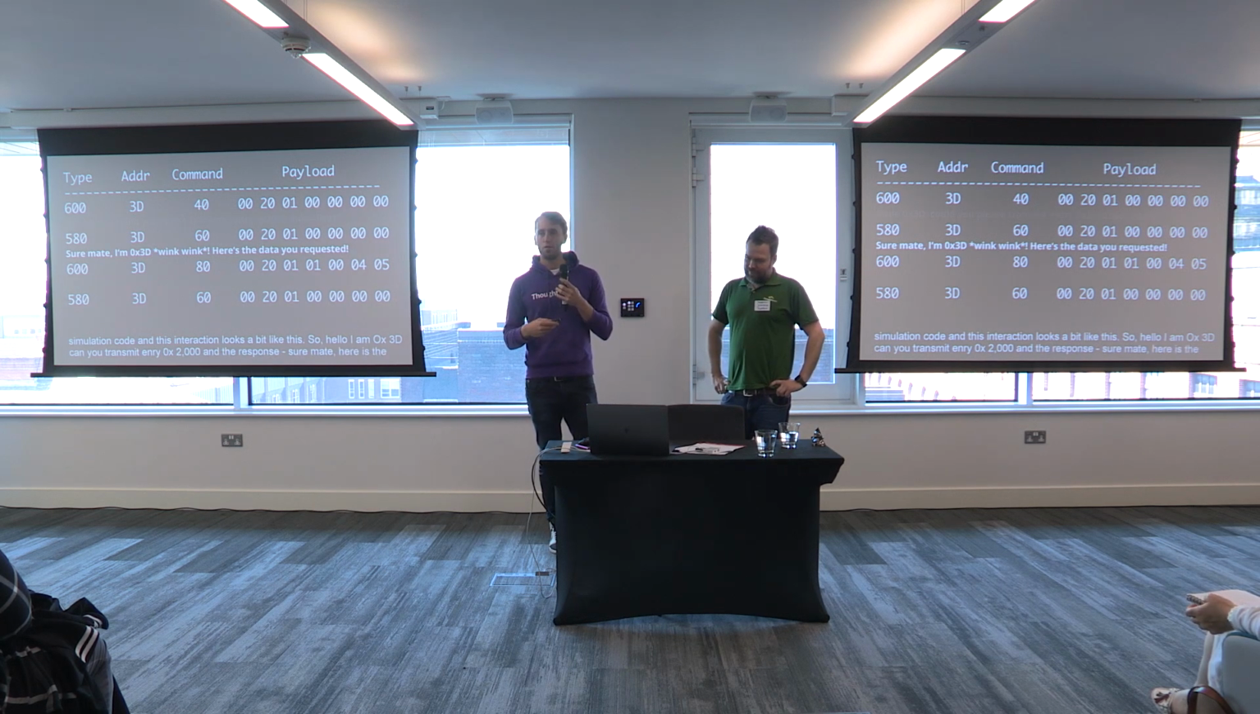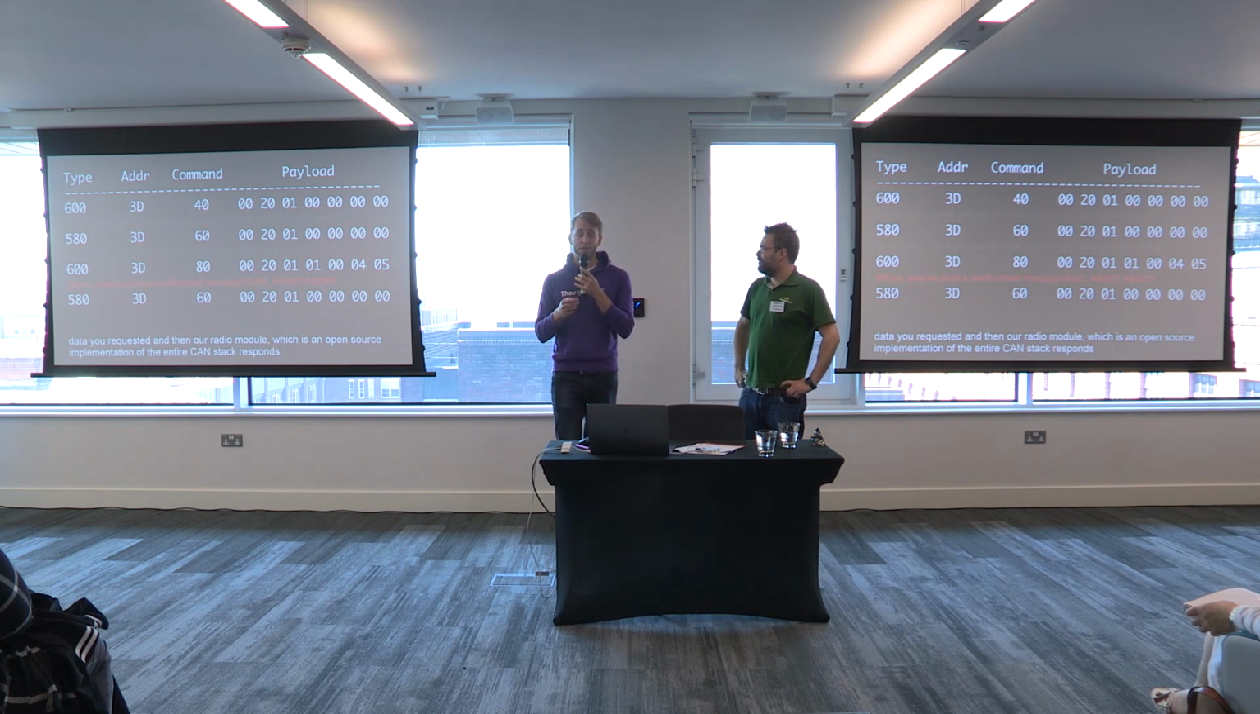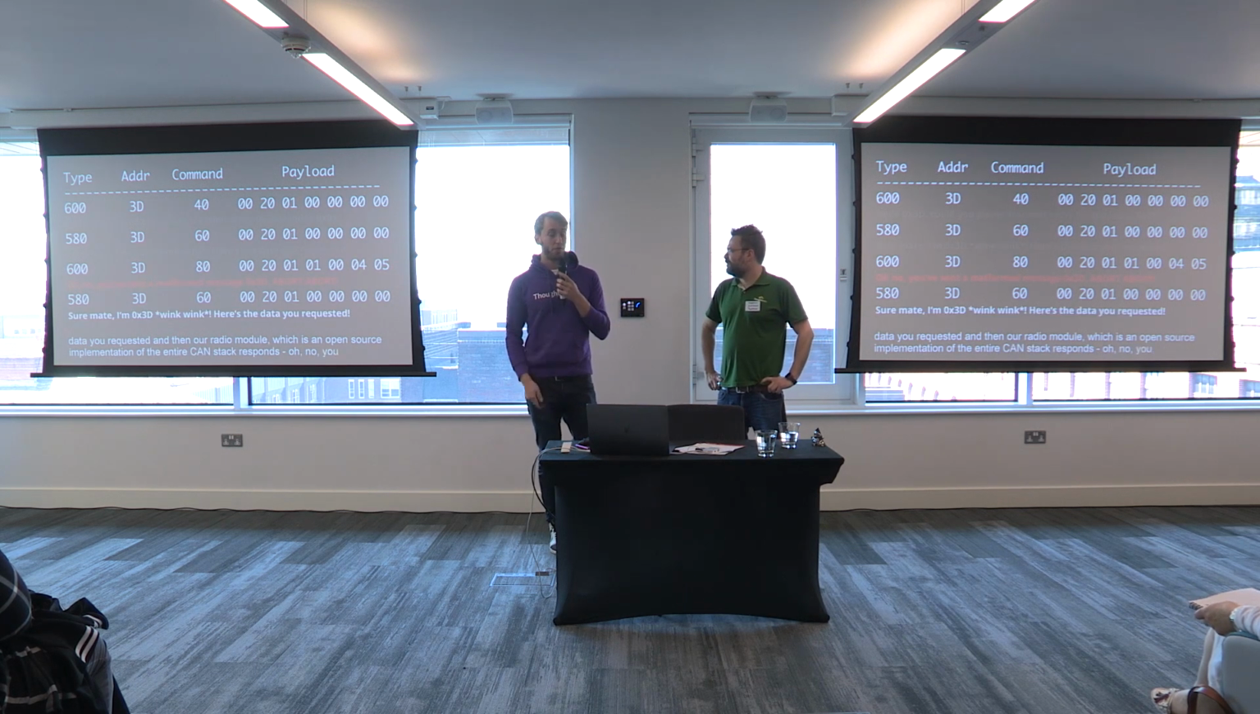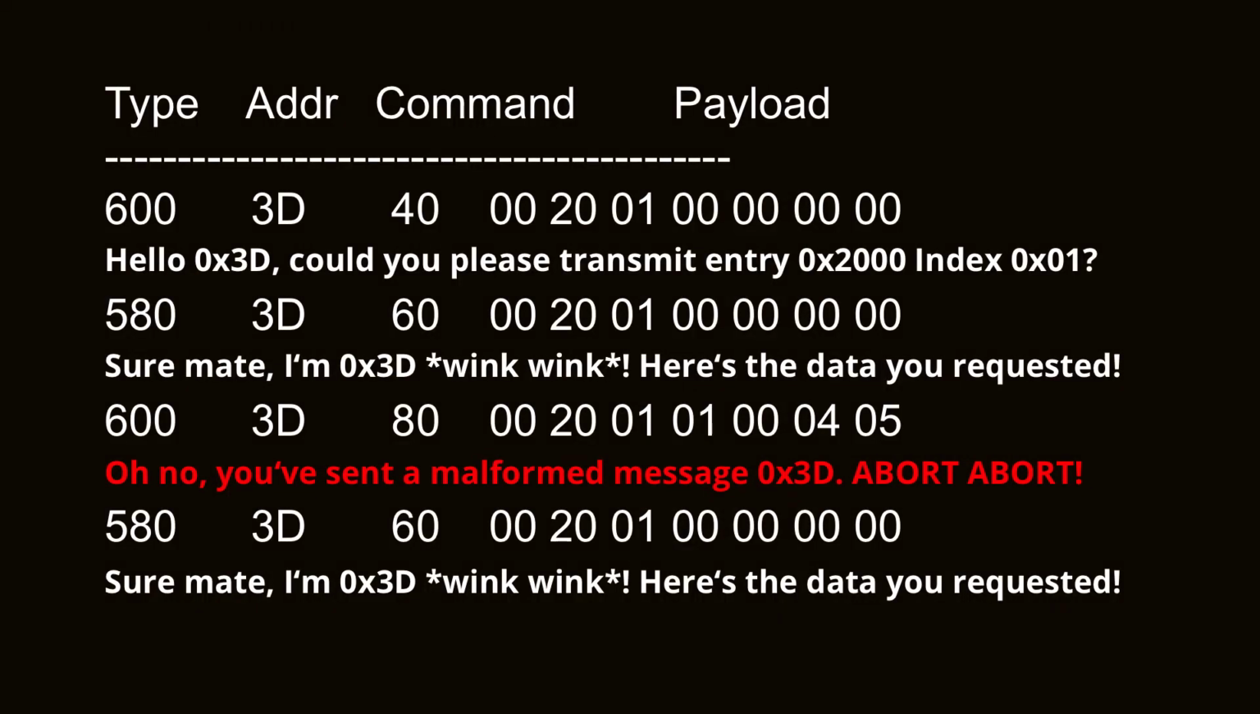And then our radio module, which uses an open source implementation of the entire CAN stack, responds, oh no, you sent me the wrong data, abort. And then we respond, sure, mate, here's your data. So that didn't work out as expected. Our debugging logs are actually in the form of huge hex dumps, so finding what went wrong when is difficult. But that's what it looks like to manually implement these protocols.